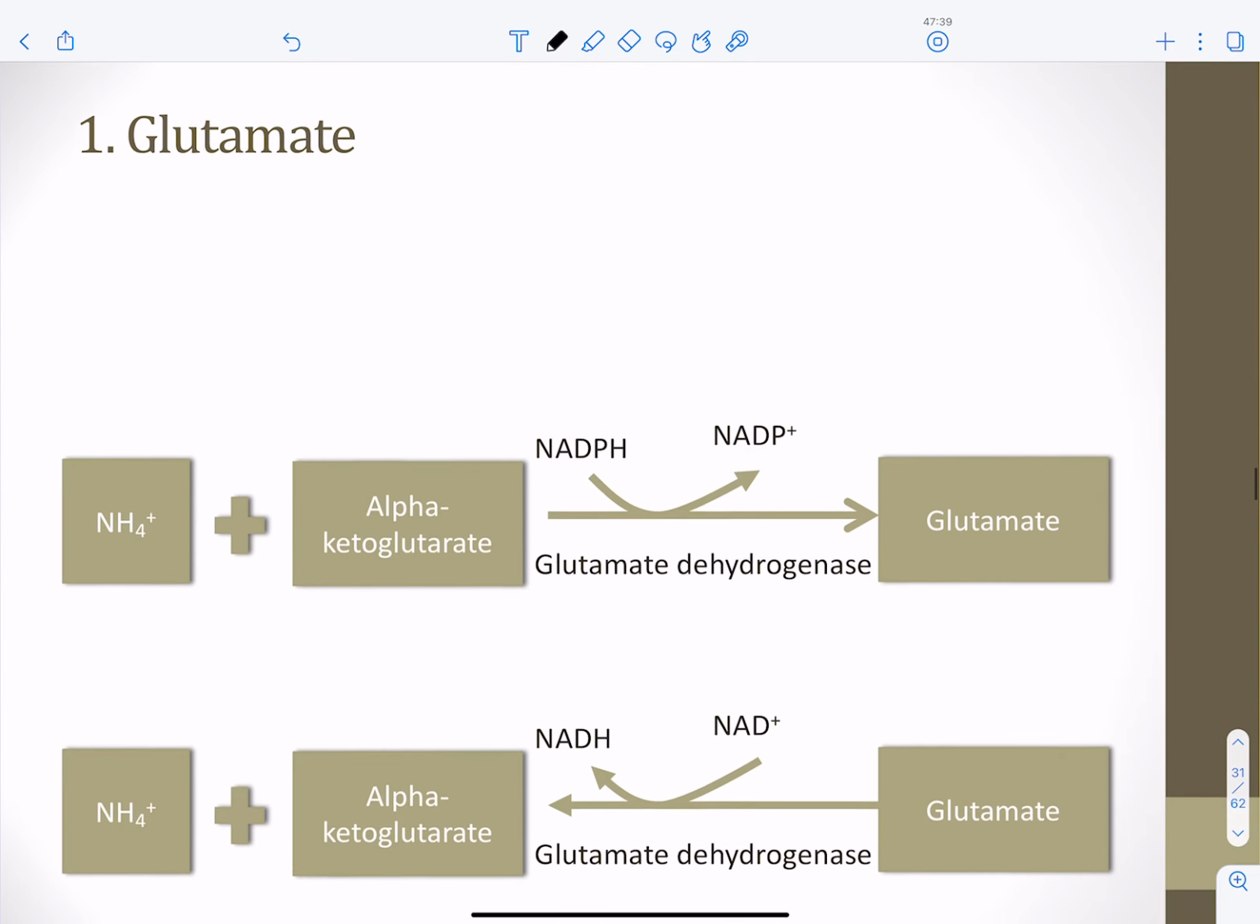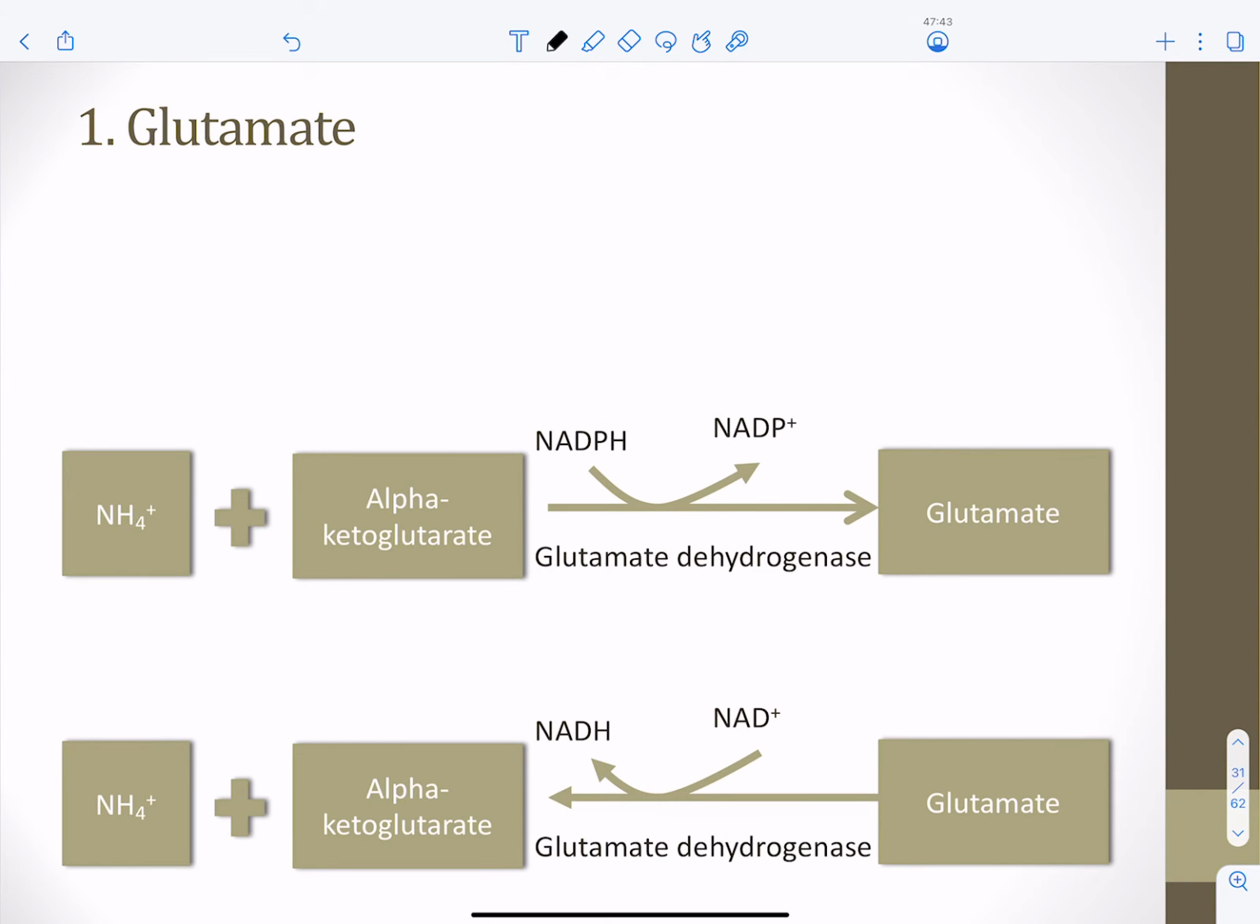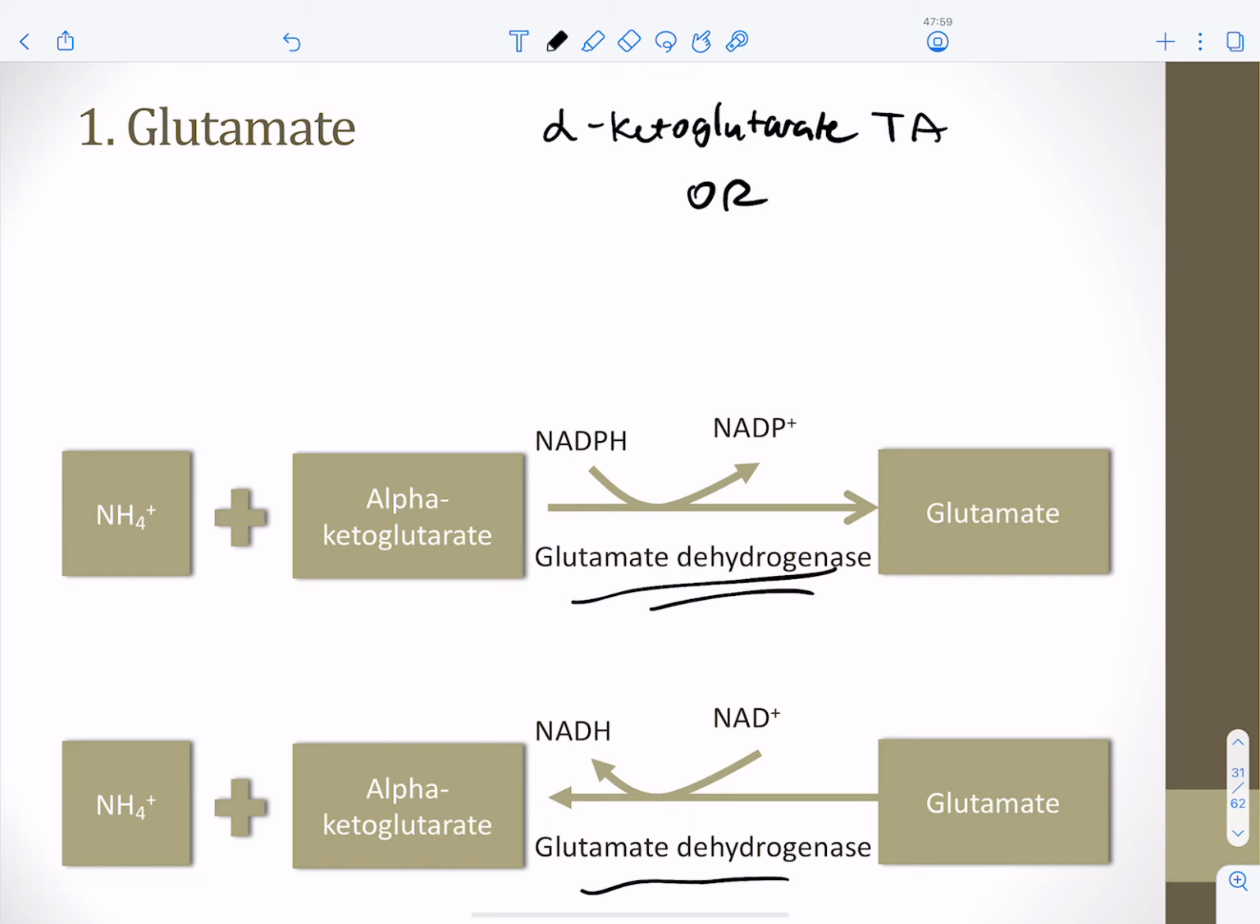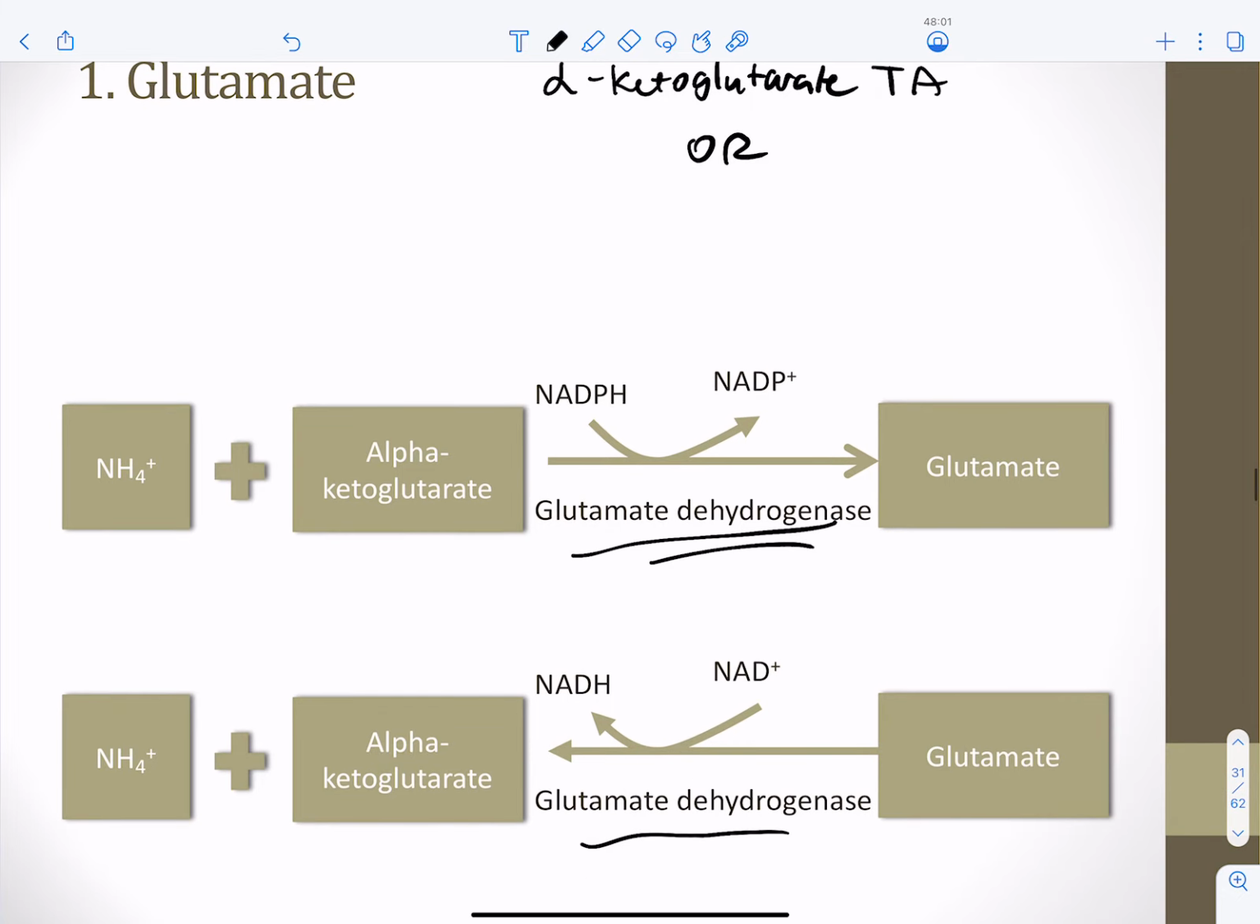So now let's talk a little bit more about glutamate. Glutamate can be formed from alpha-ketoglutarate, by the transamination reaction, or from the glutamate dehydrogenase reaction. So we've already talked about the glutamate dehydrogenase reaction, and it can go in both ways, and this requires NADPH. And so it's reversible.